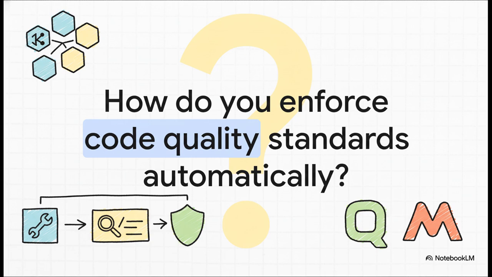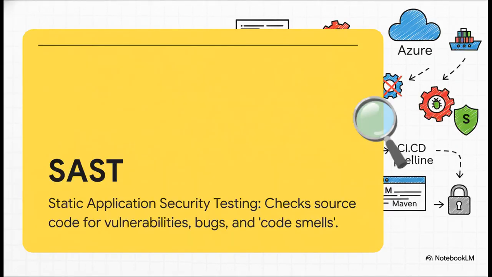So the code builds. That's great. But is the code any good? Is it secure? Does it have obvious bugs? Is it a tangled mess that'll be impossible to maintain? We need an automated way to answer these questions. And that's exactly what Static Application Security Testing, or SAST, is for. A tool like SonarQube is basically an automated expert code reviewer. It scans your source code without even running it and looks for thousands of known security vulnerabilities, bugs, and things called code smells, which are just signs of messy, low-quality code.